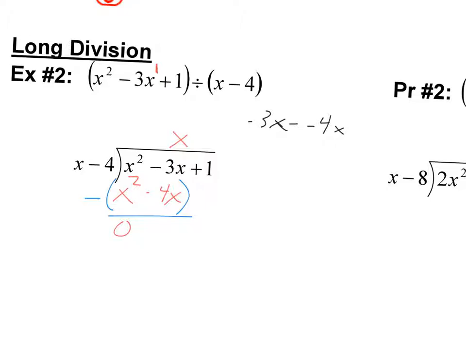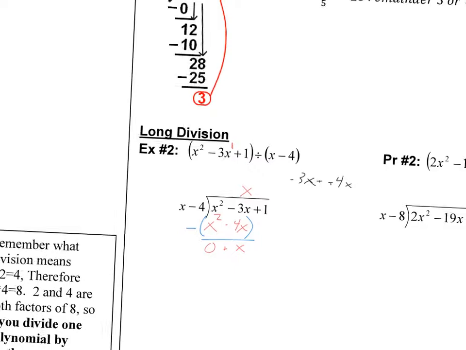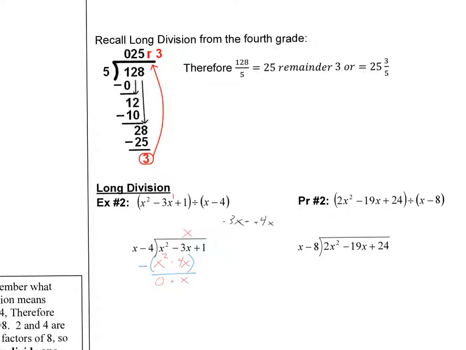Remember, when you have a double negative, you add. So this is like saying negative 3x plus 4x. Negative 3x plus positive 4x is just positive x, so I'm just going to write plus x. It seems confusing, but it's really the same thing that we were doing here. It's just now we have x's and coefficients involved. No big deal.